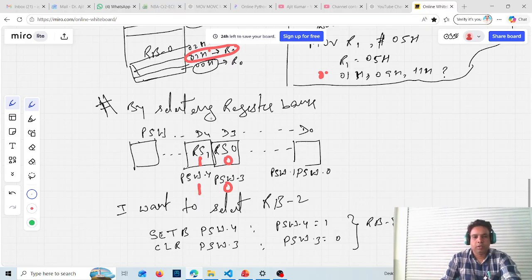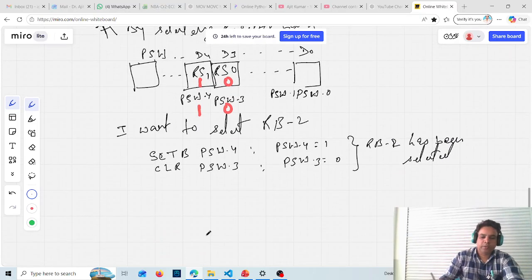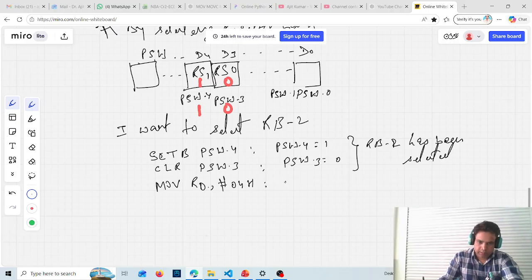Now, after this instruction, suppose that we have written something like this. Let's say I have written the instruction MOV R0, #04H. So what is this instruction? We know the R0 register will be stored with this value 04H.